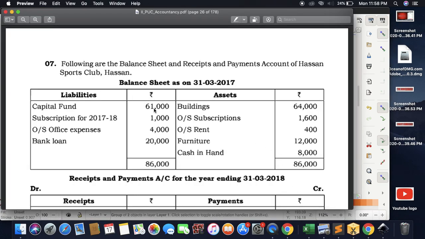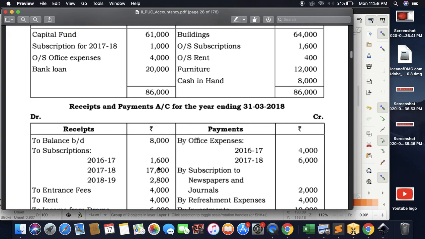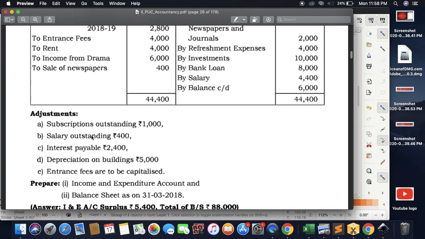As you can see over here, the receipts side is given for 2016-17, 2017-18, 2018-19. So we are preparing the income and expenditure statement for the year 2018. We should not consider 16-17 and 18-19 while we are calculating the income and expenditure statement. Alright, so let's go down.